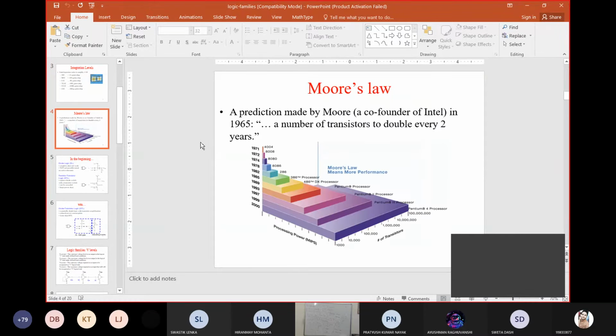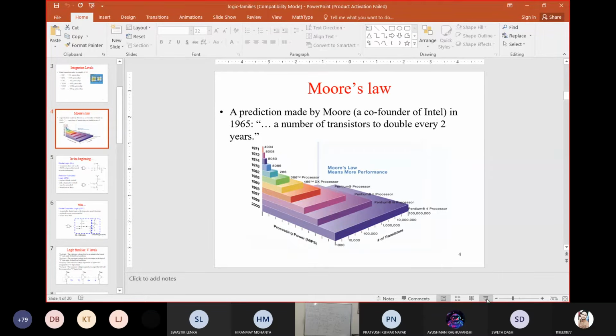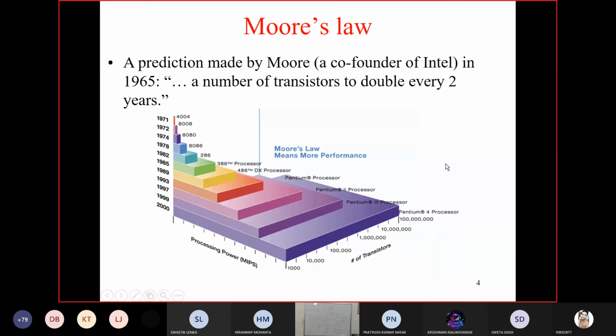Okay, now just see. This is the one he has predicted. This is the co-founder of Intel, Moore. He is not the owner of the Moore state machine; this fellow is different. Now, what did he tell? Analyze this particular one. It is just a prediction made by Moore: the number of transistors doubles every 2 years, it seems. This is what he told.